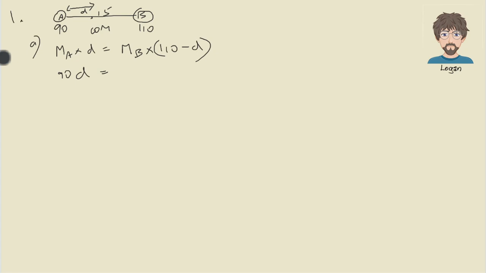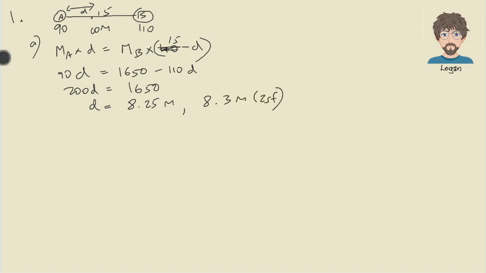90D equals, not 110, 15, equals 1650 minus 110D. The mass B here is 110. 200D equals 1650. D equals 8.25 meters, or 8.3 meters to two significant figures. Now we want to keep this one because we're going to use it further on.